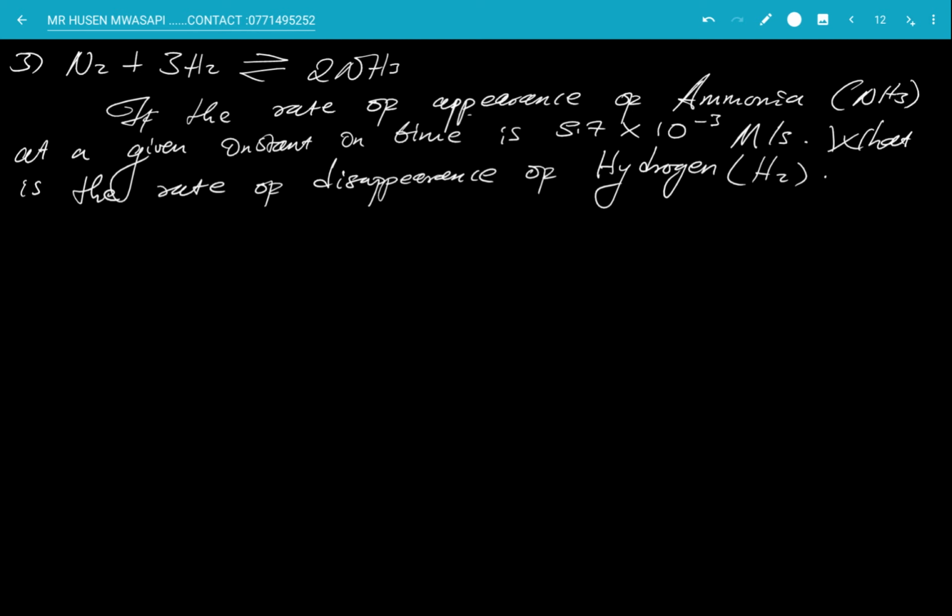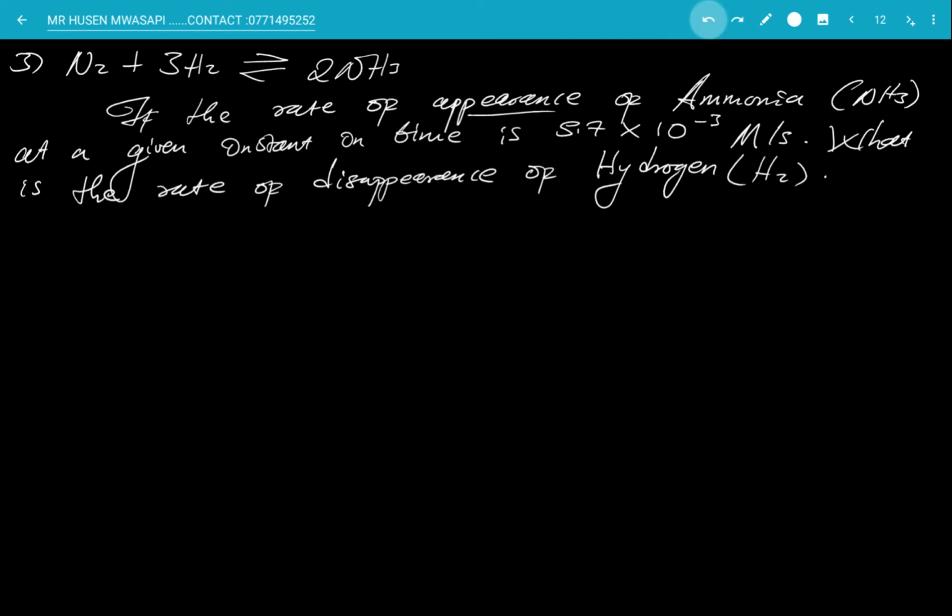Now, if the rate of appearance of ammonia is given at an instant in time as 5.7 times 10 to the minus 3 molarity per second, what is the rate of disappearance of hydrogen? So use what you've been given. You have ammonia and hydrogen. So let's get the rate of ammonia and the rate of hydrogen.